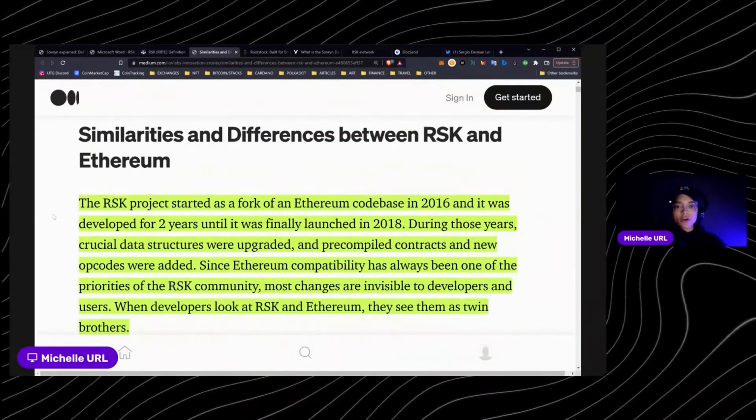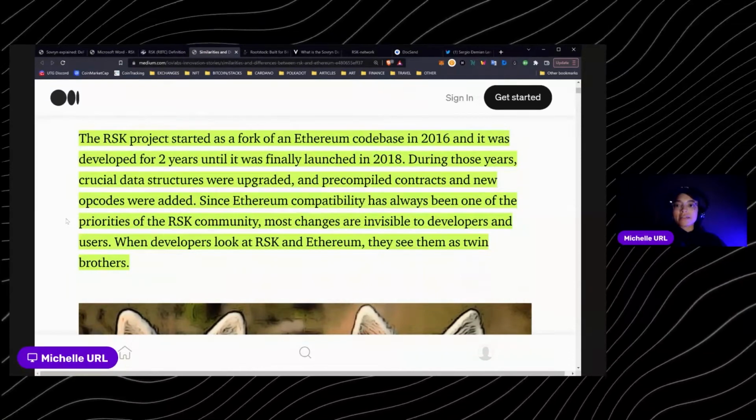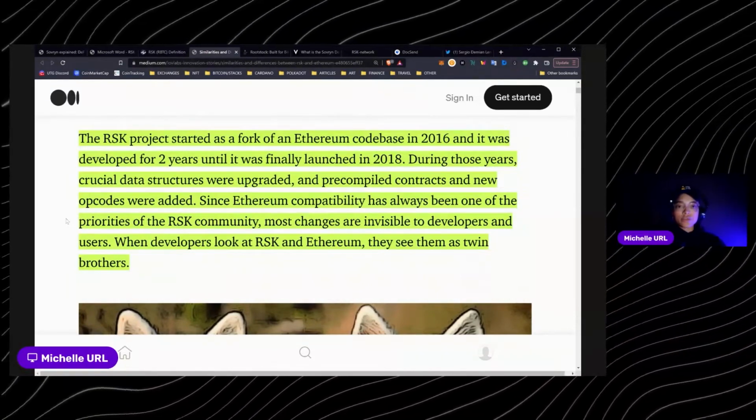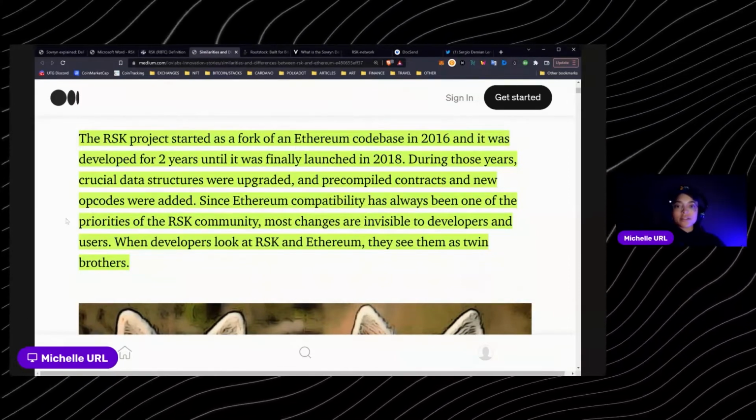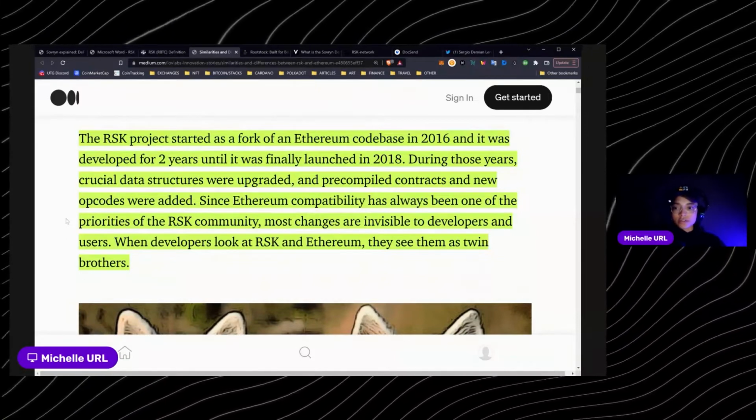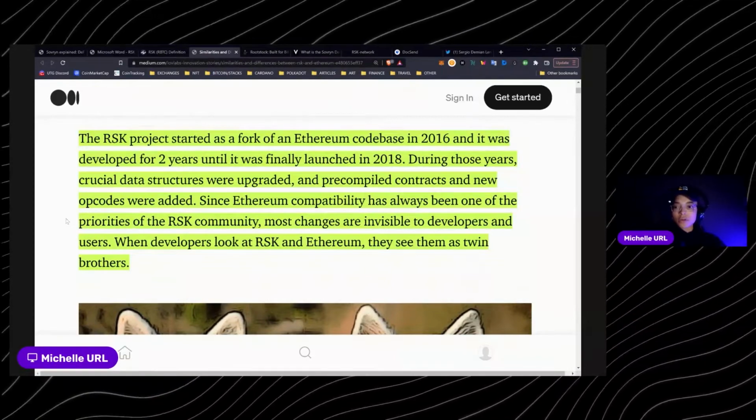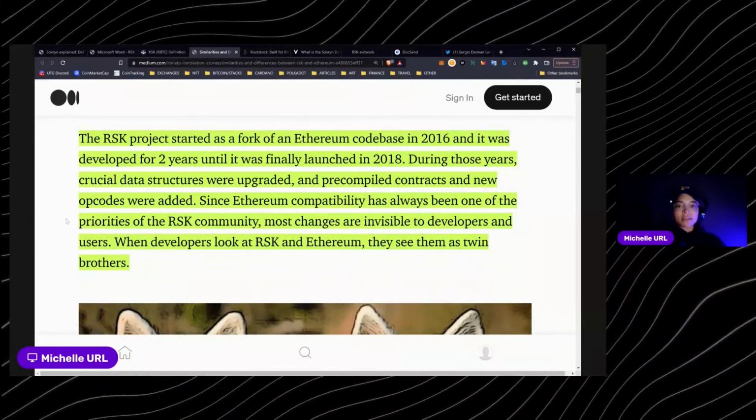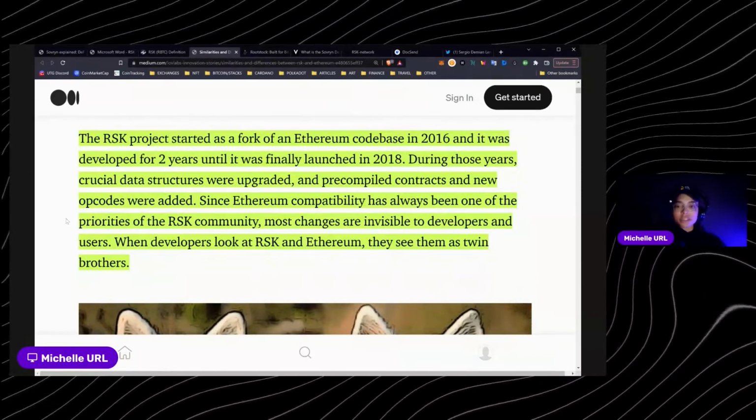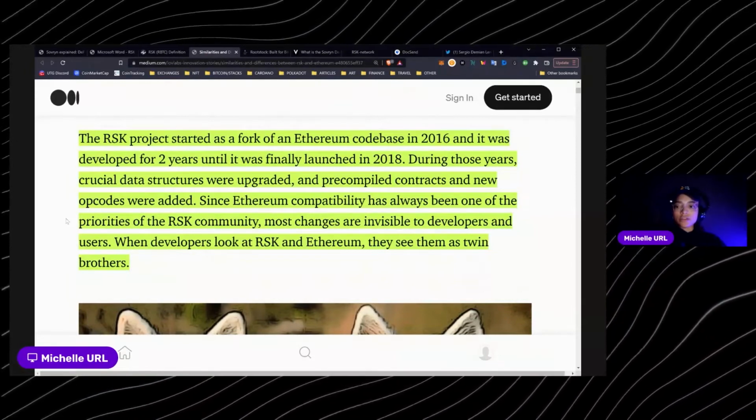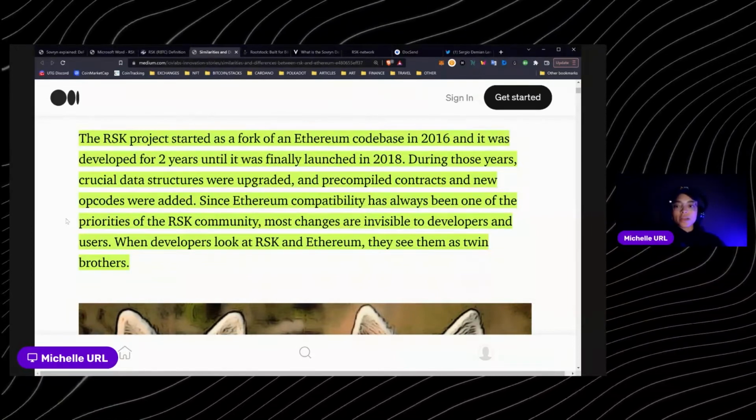Similarities and differences between RSK and Ethereum. The RSK project started as a fork of an Ethereum codebase in 2016, and it was developed for 2 years until it was finally launched in 2018. During those years, crucial data structures were upgraded, and precompiled contracts and new opcodes were added. Since Ethereum compatibility has always been one of the priorities of the RSK community, most changes are invisible to developers and users. When developers look at RSK and Ethereum, they see them as twin brothers.